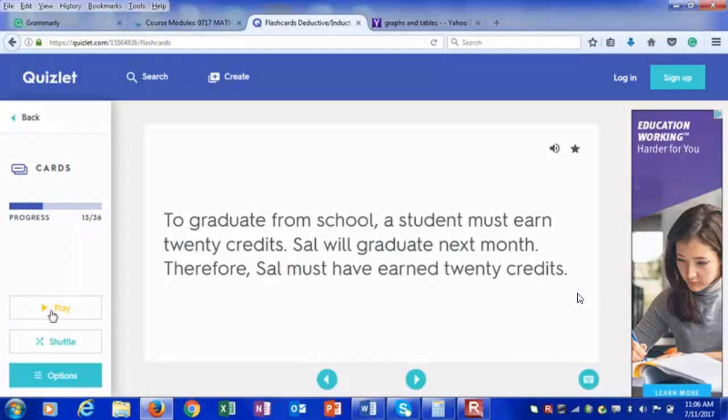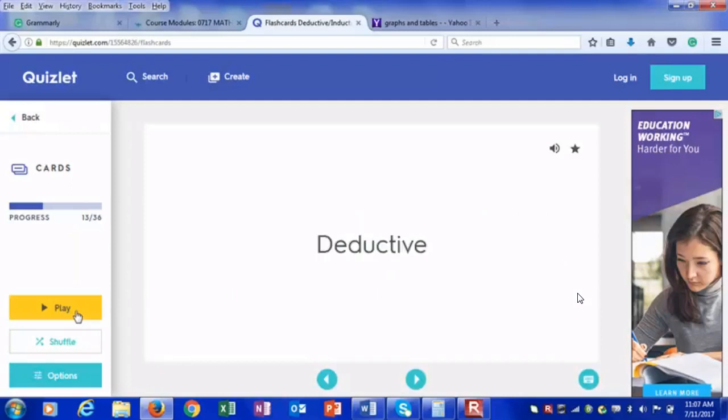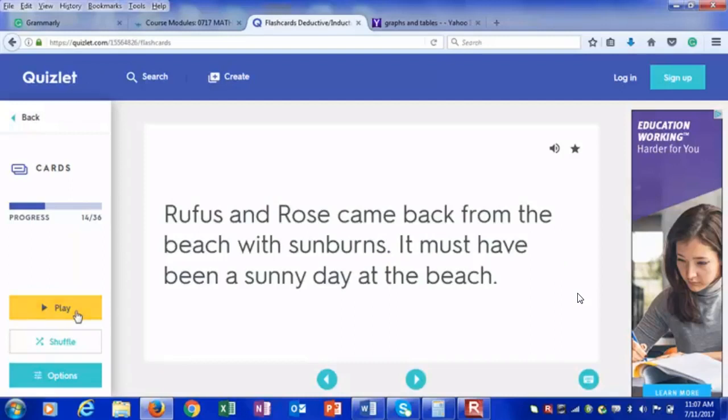Okay? To graduate from school, a student must earn 20 credits. Sal will graduate next month. Therefore, Sal must have earned 20 credits. Similar to the last two problems: Sal is graduating, and the assumption is that he has 20 credits. Therefore, it is deductive reasoning. It is deductive. Okay, two more to go.